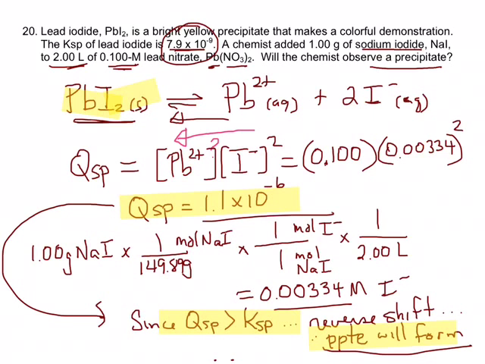If Q is less than K, not saturated, still no precipitate. If Q is greater than K, you might call that a supersaturated solution, meaning there's more ions dissolved than there should be, supersaturated, more than saturated, and therefore there'll be a reverse shift and a precipitate will form.